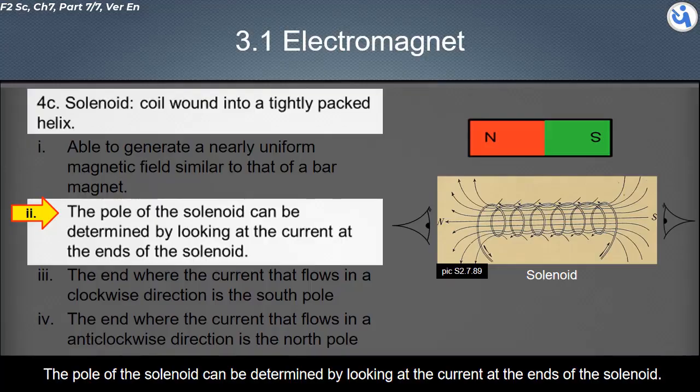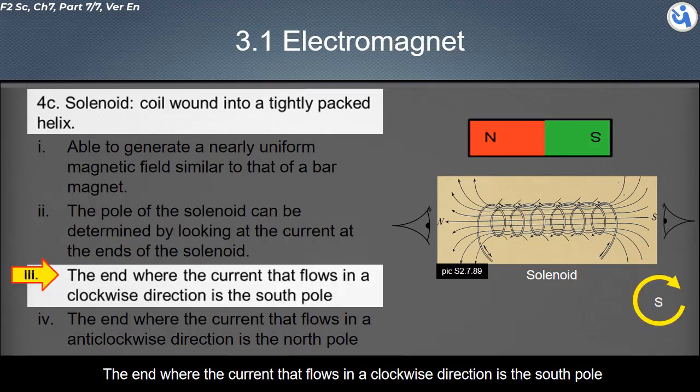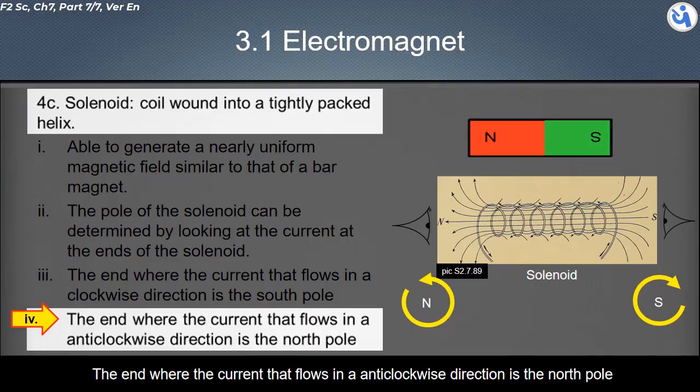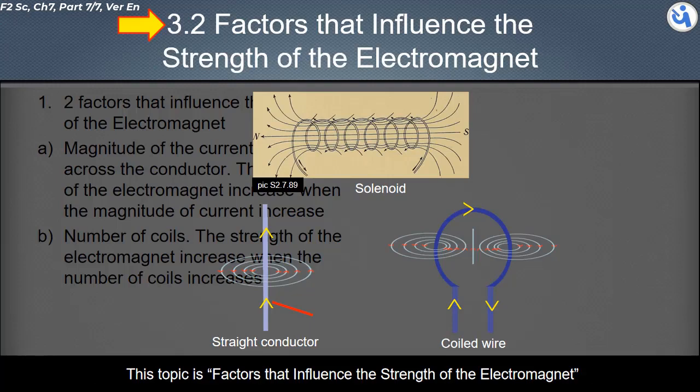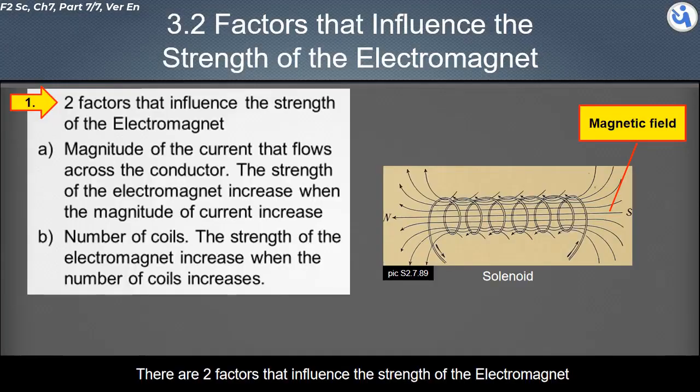The pole of the solenoid can be determined by looking at the current at the ends of the solenoid. The end where the current flows in a clockwise direction is the south pole. The end where the current flows in an anti-clockwise direction is the north pole. This topic is factors that influence the strength of the electromagnet. There are two factors that influence the strength of the electromagnet.